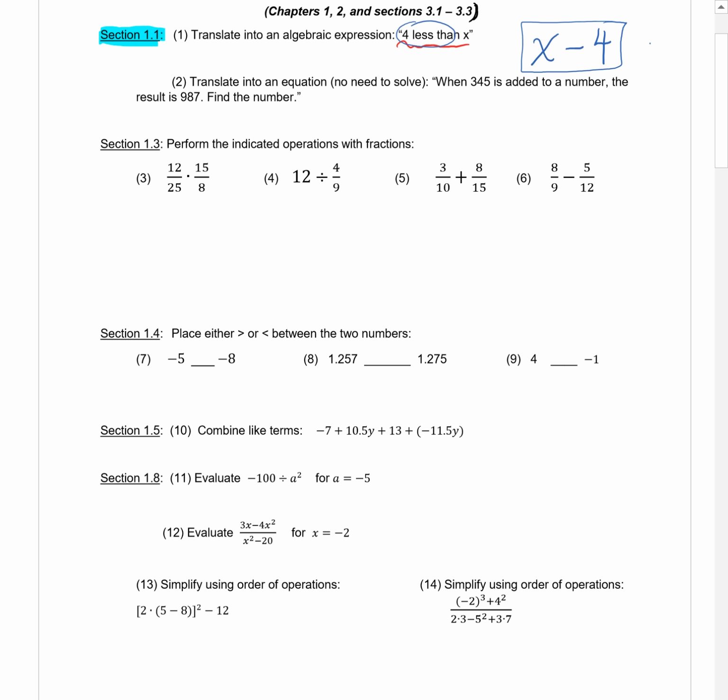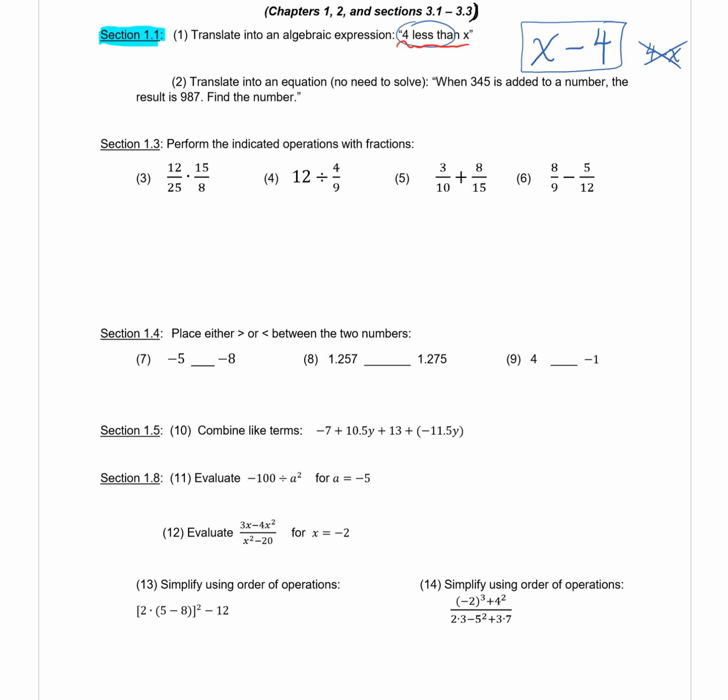And of course, that's different than if you had switched them. 4 less than x, if you wrote 4 minus x, that's not quite right. Because if you switch two terms in subtraction, that'll be a different answer. So that wouldn't work. When you have 4 less of something, you're subtracting 4 from that thing, not subtracting that thing from 4.